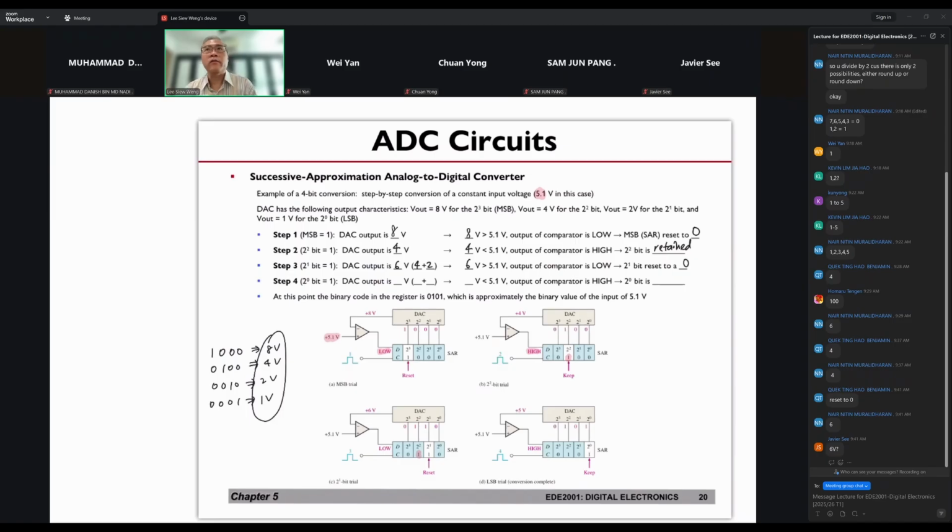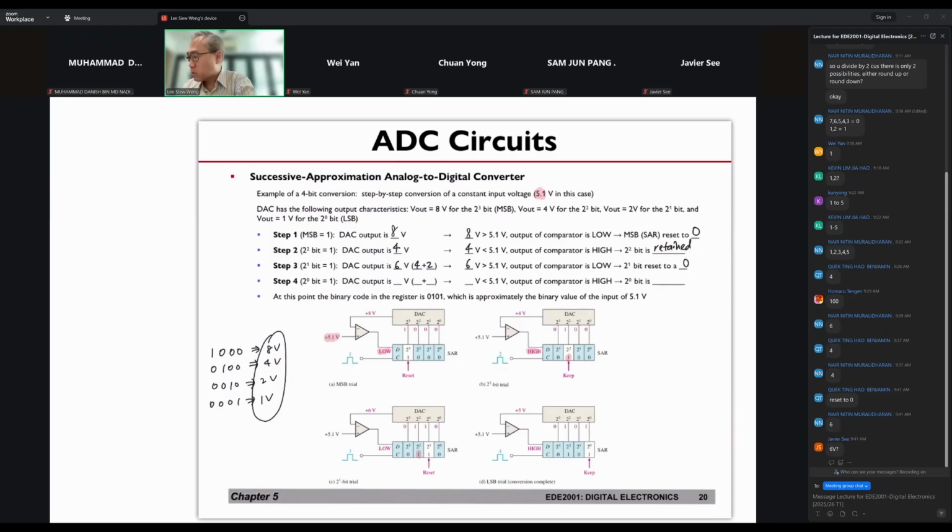Let's say it's a 5-bit situation. You do not need 31 op-amps. You only need one op-amp, and you just need a DAC that can do 8-bit.